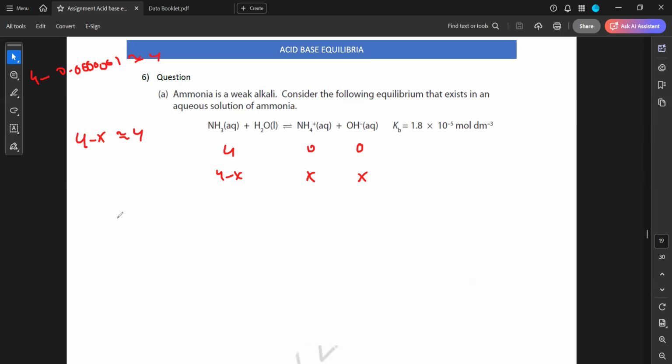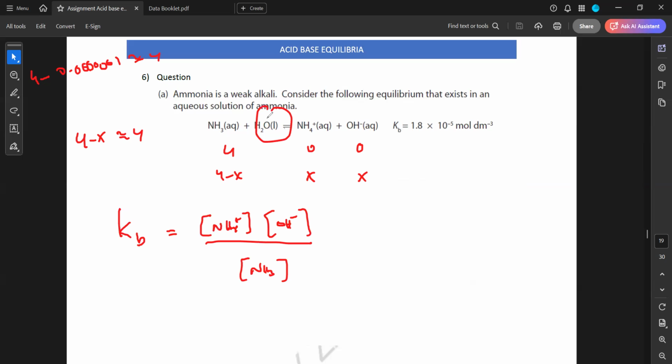We ignore that. So when we write the formula for Kb, Kb is product divided by reactant: the concentration of ammonium ion, the concentration of hydroxide ion, and the concentration of aqueous ammonia. Why did we not include the water? Because water is a liquid and in a heterogeneous equilibrium, we don't include liquid and solid. We only include aqueous and gases. So Kb is given to us, that is 1.8 into 10 to the power minus 5. This will be x, this will also be x, and here it is 4 minus x.